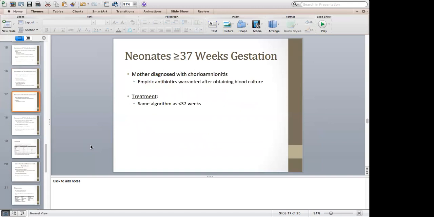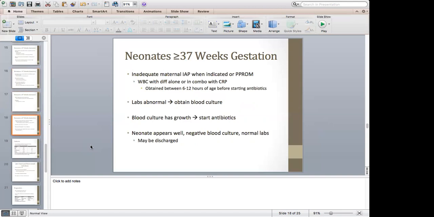For neonates greater than or equal to 37 weeks gestation, if the mother was diagnosed with chorioamnionitis, empiric antibiotics are warranted after we get a blood culture, and the treatment is the same as for less than 37 weeks gestation. If the mother had inadequate IAP when indicated or prolonged premature rupture of membranes, we'll want to get a white blood cell count with differential alone, or you can get this along with a CRP. If the labs are abnormal, we'll obtain a blood culture, and if that blood culture has growth, we'll start antibiotics. If the neonate appears well, the blood culture has no growth, and the labs are normal, that baby may be discharged at that time.